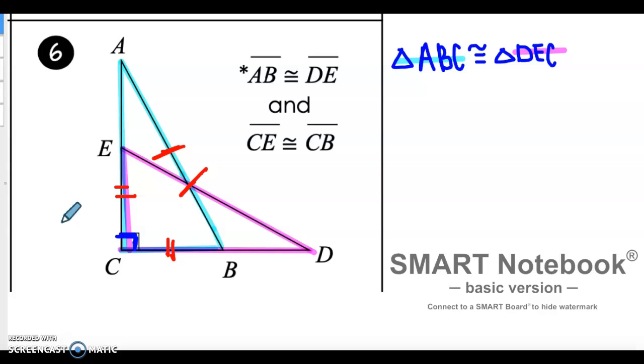And now we want to look. We said we have a hypotenuse, a leg, and a right angle. So when we have that, the theorem here is hypotenuse leg. Remember, hypotenuse leg is a theorem that only applies to right triangles.